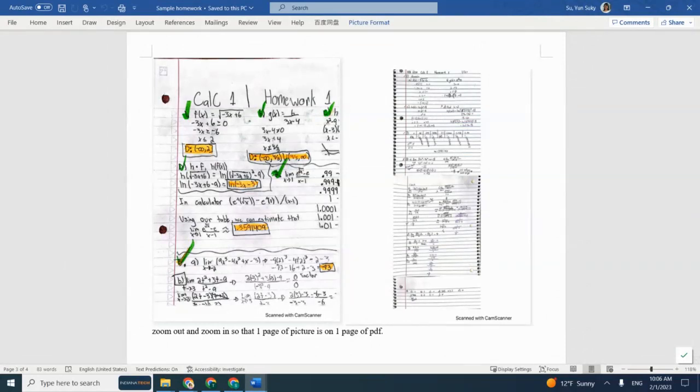So look at this. This is one page, using CamScanner. And you see the picture is zoomed so big that I cannot see part C, right? So this picture is zoomed back, so it fits in one page. And here, this is one page, and there are so many pictures on one page. It's hard to see what's on it. So zoom in, zoom out, so one picture fits in one page. So your PDF might have 4 or 5 pages. It depends on how many pages of pictures you have.